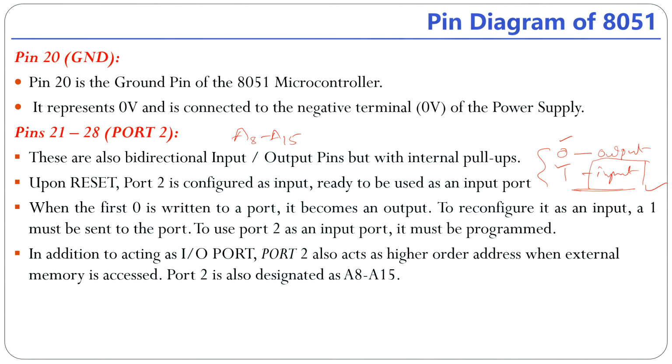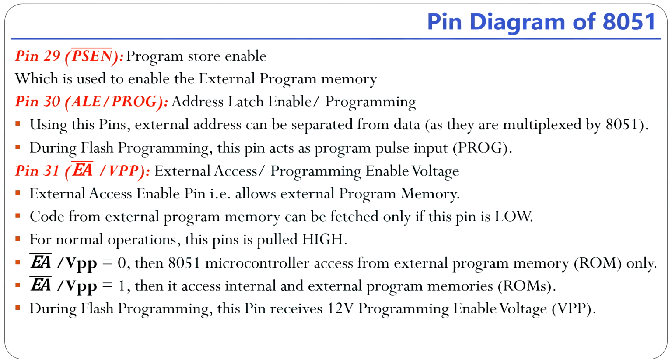In addition to acting as an IO port, port 2 also acts as the higher order address whenever external memory is accessed. So when you are accessing external memory, the higher order address bus, that means A8 to A15, these lines are provided by pin number 21 to 28. Next, coming to pin number 29.